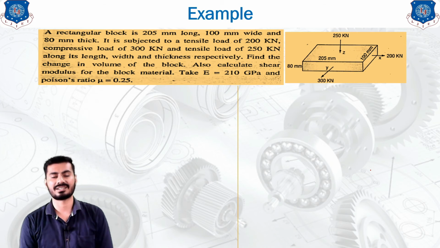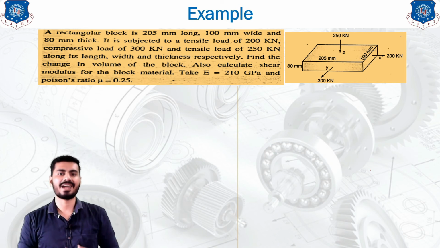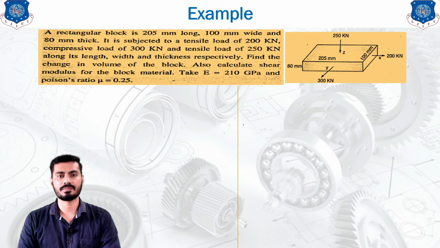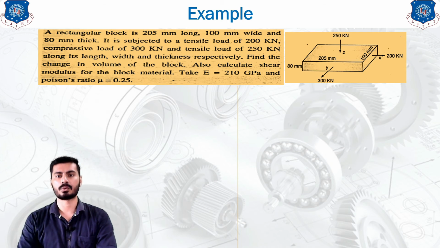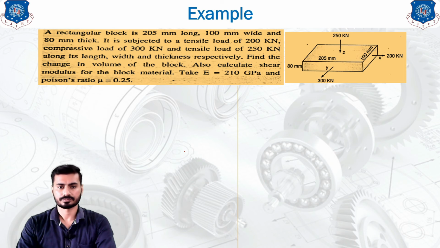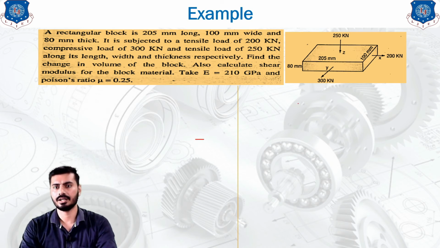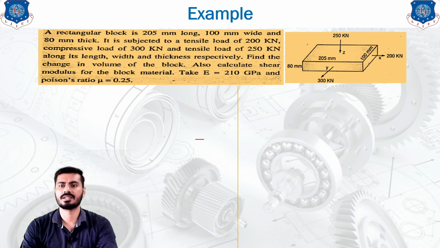That is nothing but a rectangular block that is 205 mm long. Its length is 205 mm, 100 mm wide and 80 mm thick. Its width is given as 100 mm and 80 mm thickness is given. Each and every dimension is represented in the diagram provided beside it. So if you consider those dimensions, you can directly identify the length of the block, the width of the block and the thickness of the block, as provided in the dimensions.